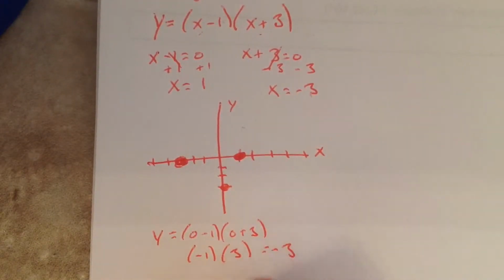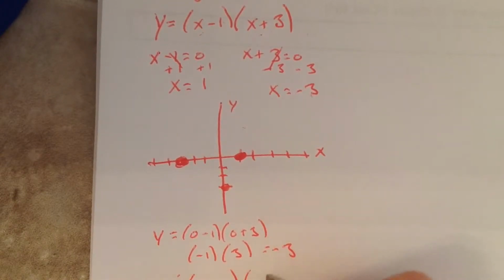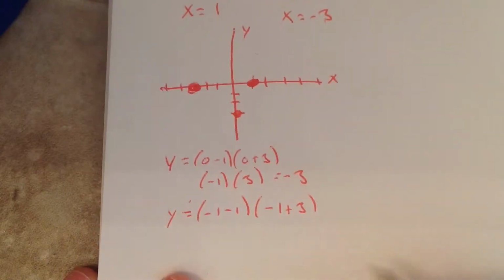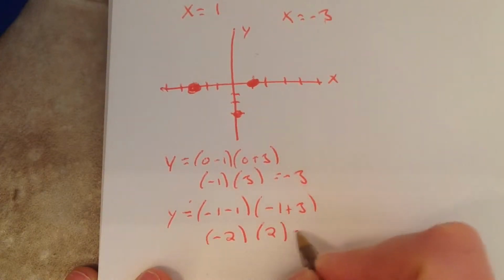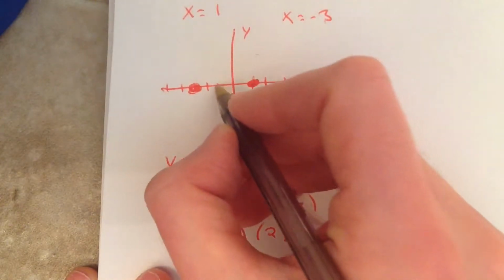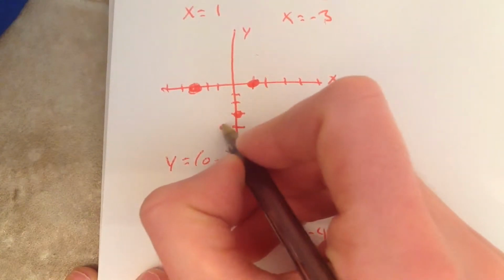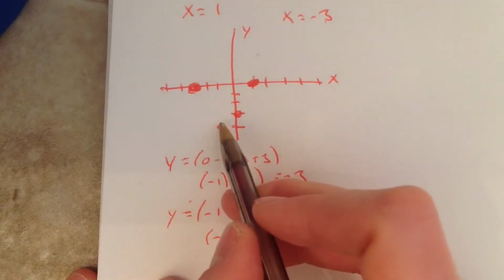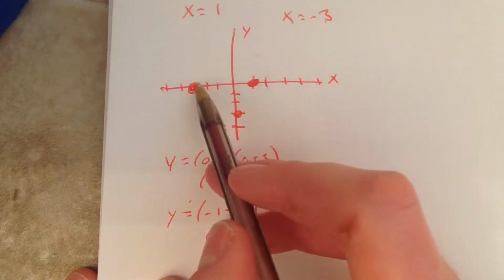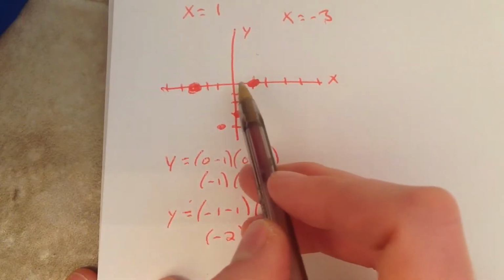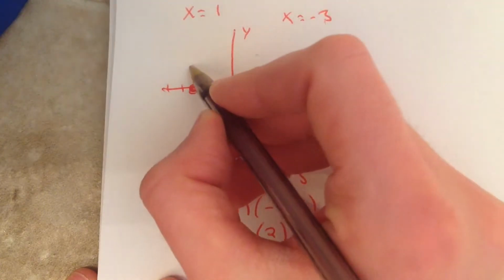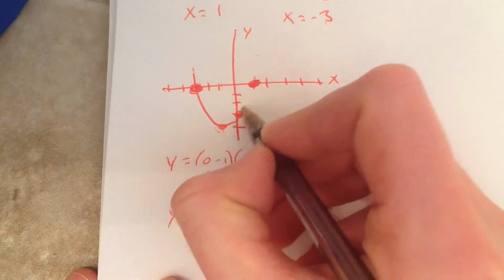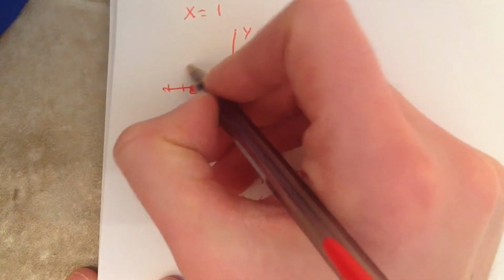If we plug in negative 1, negative 1 minus 1, negative 1 plus 3, we get negative 2 and 2, which equals negative 4. So at negative 1, we get negative 4. And this actually happens to be the vertex because it's midway in between our x-intercepts. So if we come midway in, that is our vertex. So we can then go ahead and put our quadratic through it.